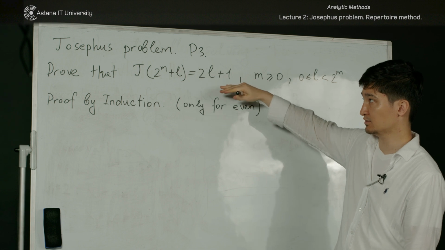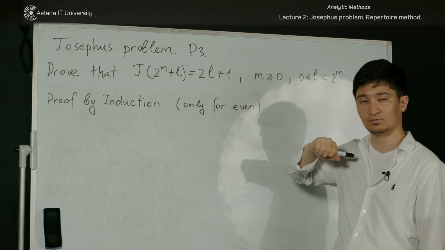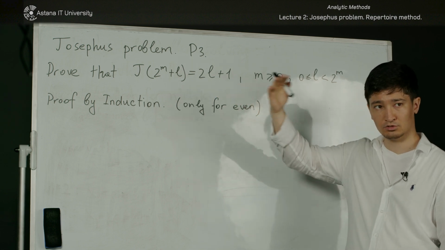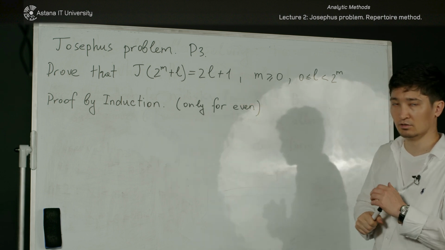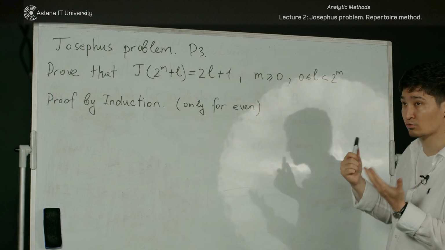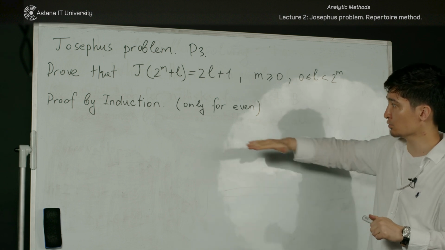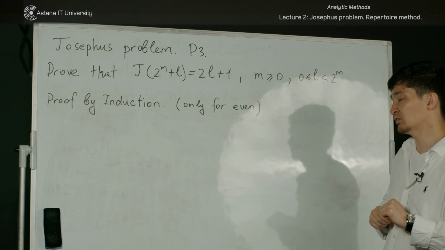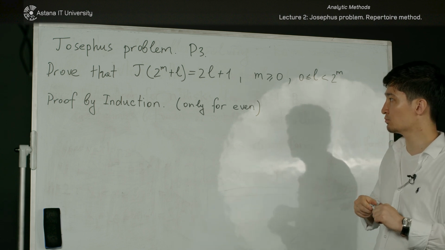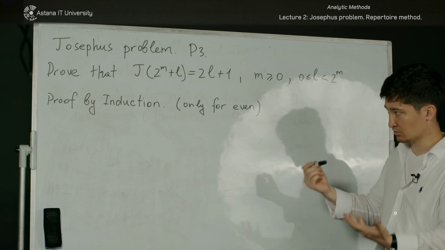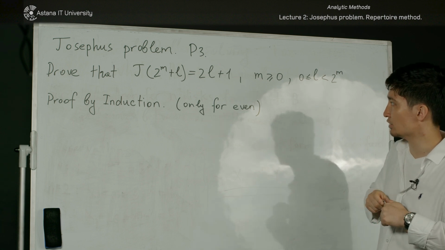Now, if you recognize this, this is the closed form for the Joseph's problem, right? So we have the recursive formula and we have the closed formula as well. So we need to prove it. We're going to use mathematical induction. I'm going to prove it only for even, and for odd values, you're going to do it yourself as a practice problem. So I strongly advise you to do that.